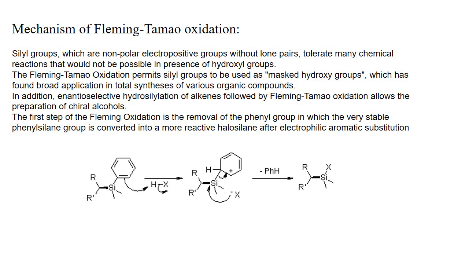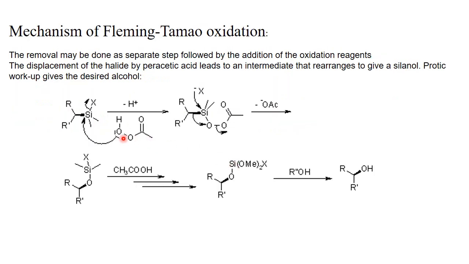The first step in the Fleming-Tamao oxidation is the removal of the phenyl group bonded with the silane, and it is removed by the reaction of phenylsilane with HX. As a result of this reaction, benzene is removed and silane is converted to the more reactive halosilane. The next step, the reactive silane, in which the silyl group is bonded with X instead of phenyl, reacts with peroxide.